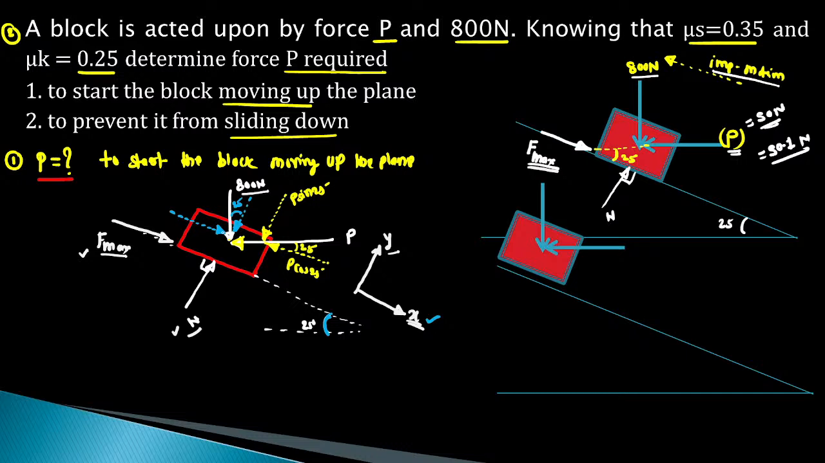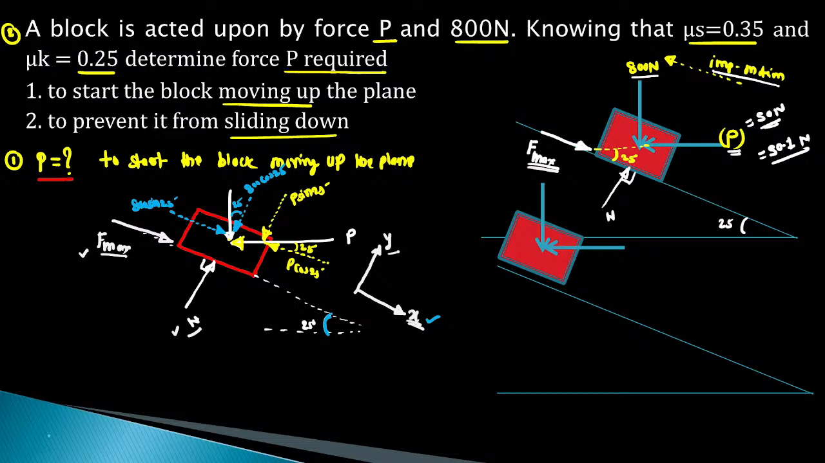So, the x component is the opposite component, so this is equal to 800 sin 25. And this y component will be 800 cos 25, because this is the adjacent component. Okay. So, in this way we can draw the free body diagram.